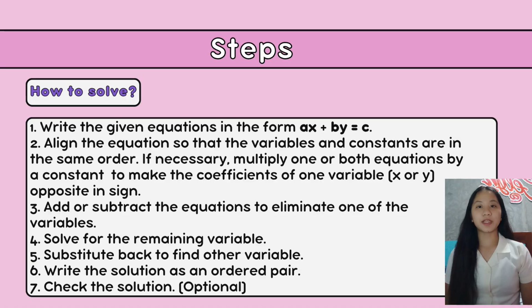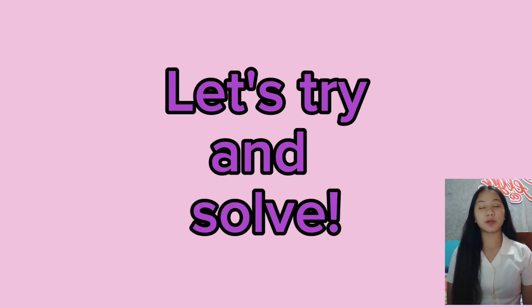The next step, step 4, is solve the resulting equation for one variable. And the next step, substitute and solve. Substitute the value of the variable found in step 4 into one of the original equations to solve for the other variable. Next is check the solution by plugging it back into both original equations to ensure it satisfies both equations. So let us now try to solve a system of linear equations by the elimination method manually, and then apply it using a scientific calculator.